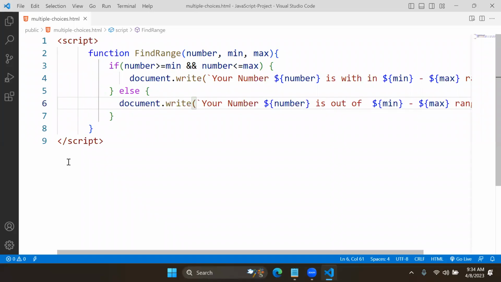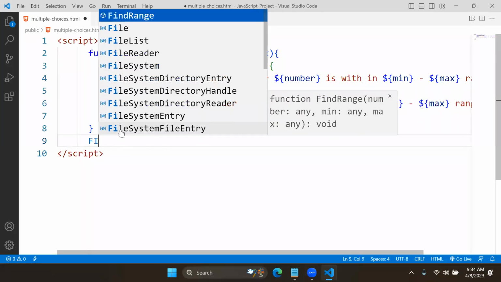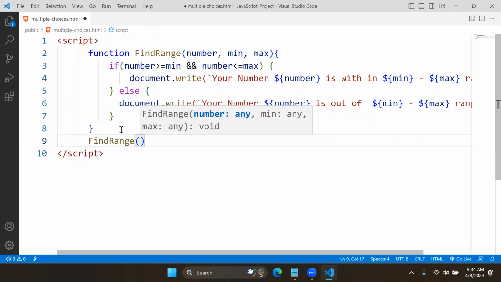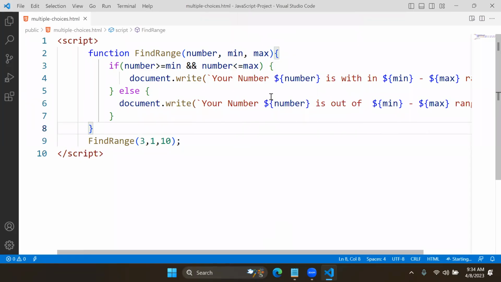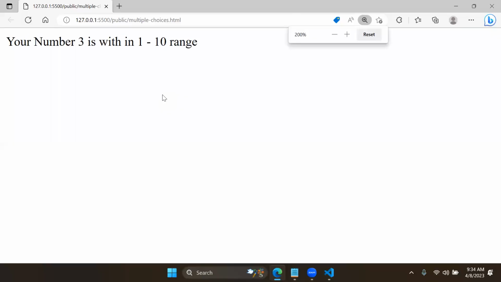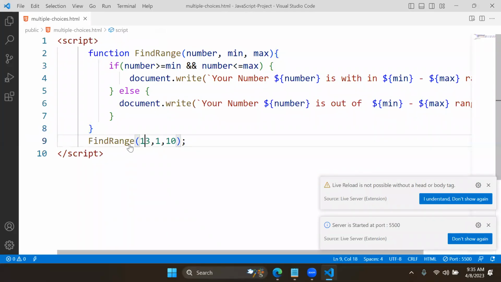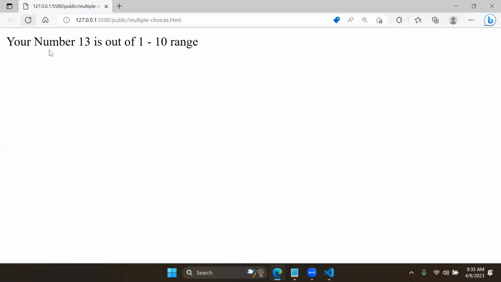That means now here we are entering find range. Into that we are passing 3 values. First value is how much? Suppose 3. Second values 1, 10. That means what is it going to print? It should print: your number 3 is within 1 to 10 range, right? Suppose I give 13. Then it should say your number 13 is out of 1 to 10 range.